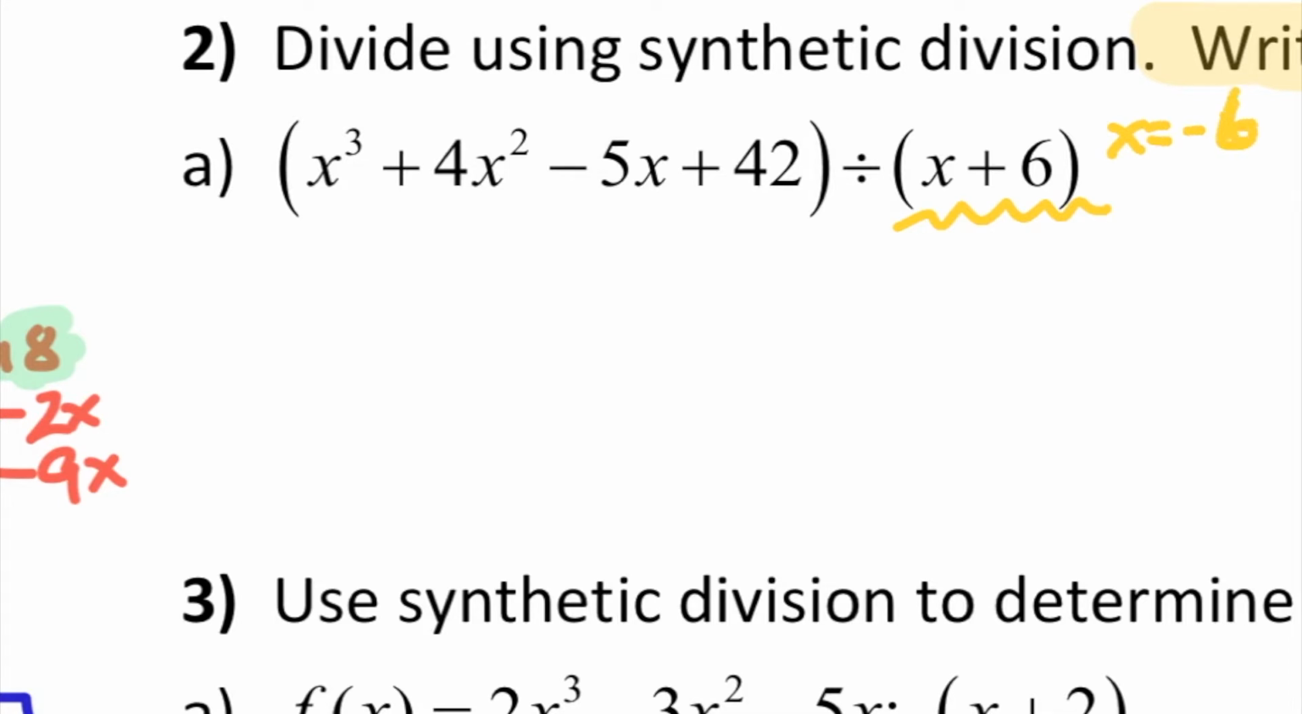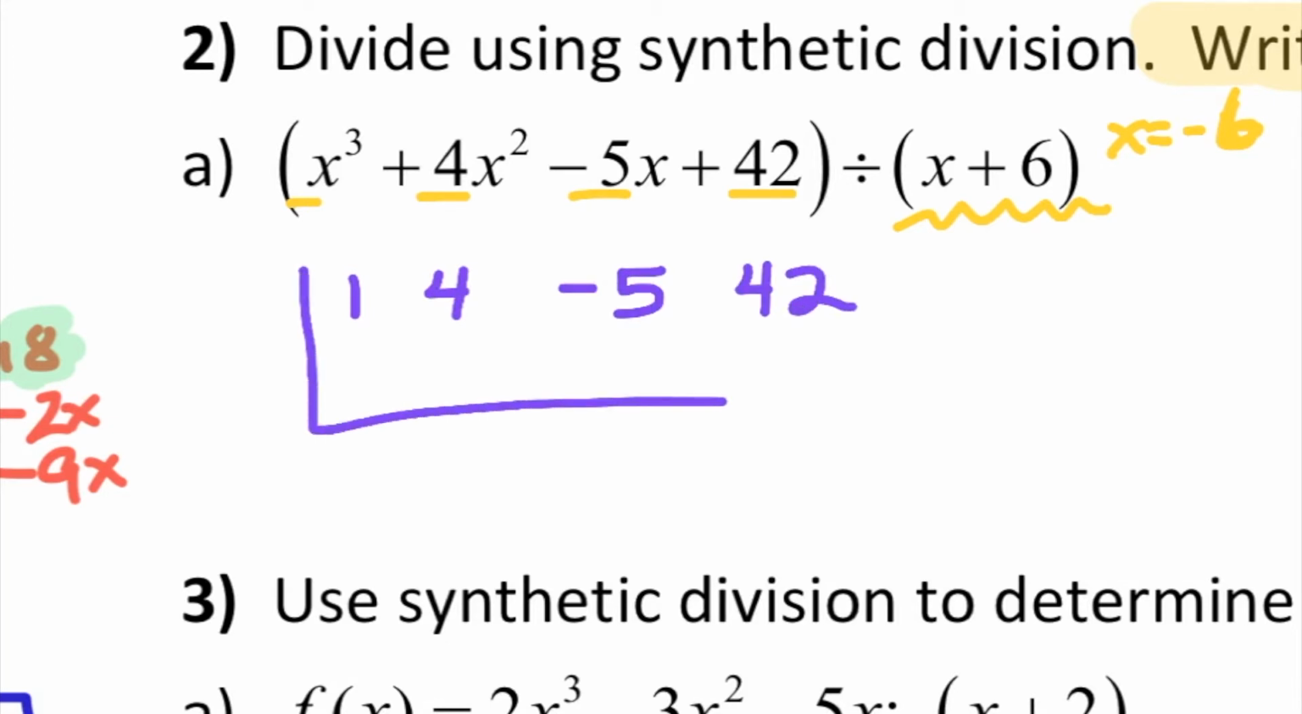That's a 6. And so here, my coefficients are 1 for negative 5 and 42, and there's no quote-unquote missing coefficient. You've got x cubed, x squared, x to the first, and no x in the terms successively. So you don't need any 0 placeholders. So my coefficients are 1 for negative 5 and positive 42, and I'm dividing here by negative 6.